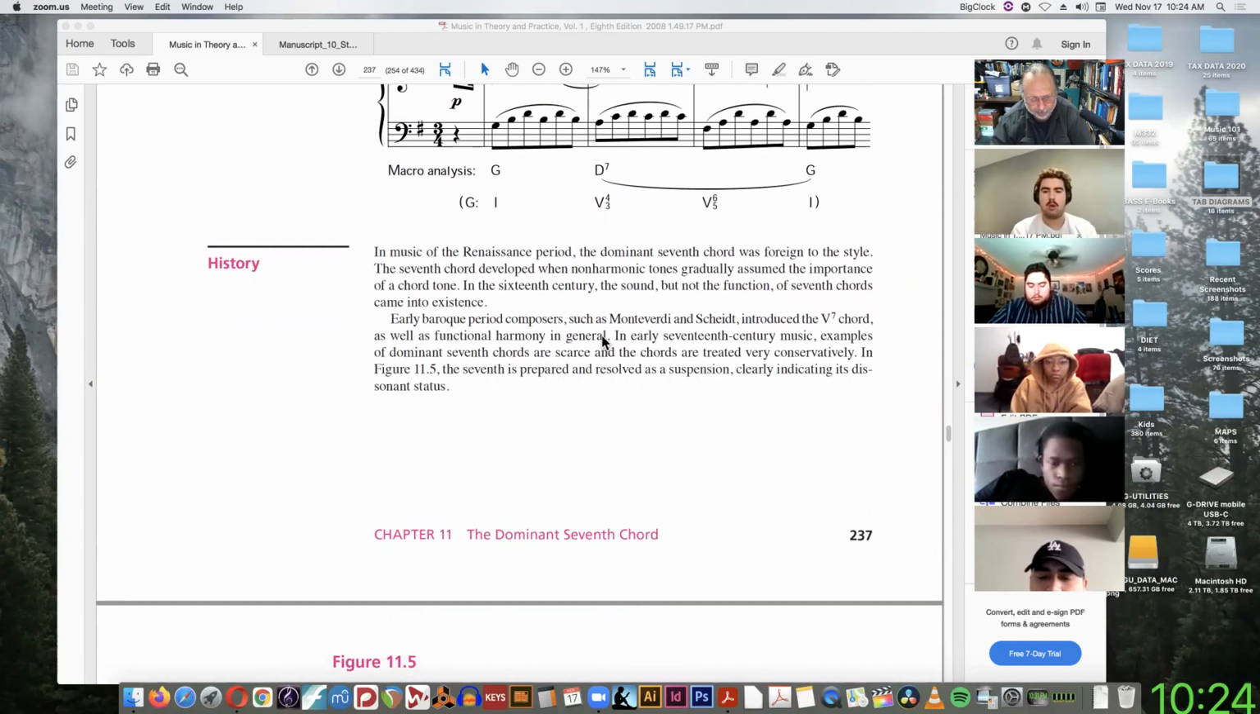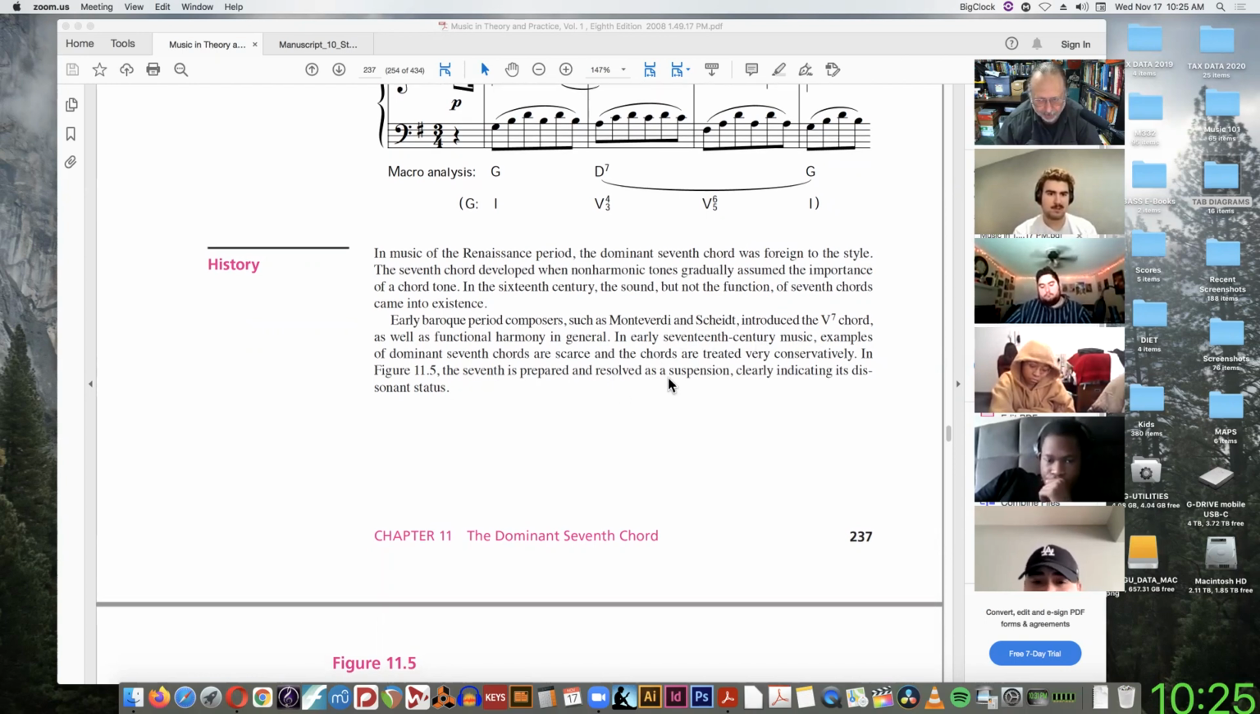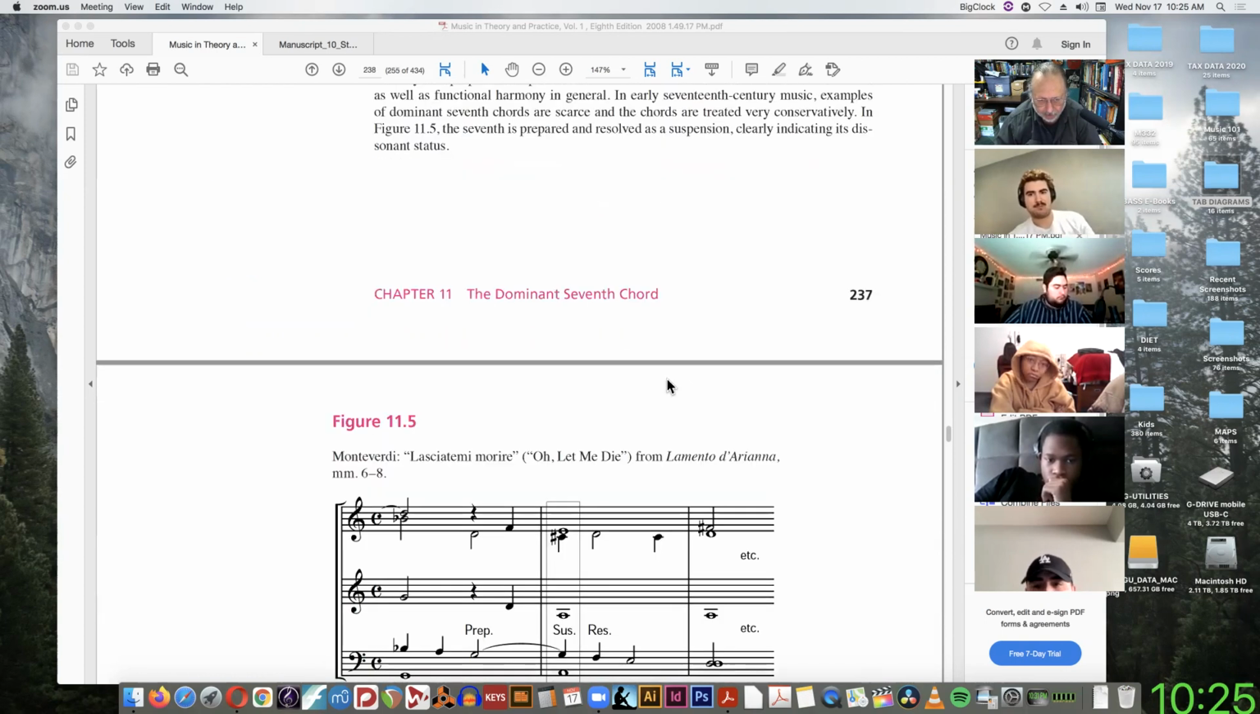Okay, early Baroque composers, Monteverdi, Scheidt, introduced the 5/7 chord. Well, Bach used the 5/7 chord. In early 17th century music, examples of dominant seventh chords are scarce, and the chords are treated very conservatively. Yeah, that's true.